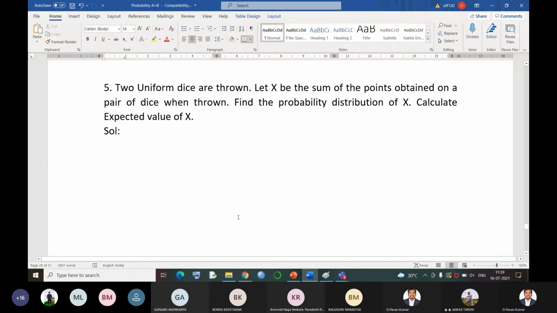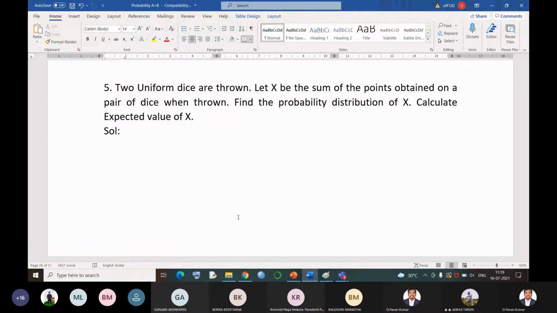Two uniform dice are thrown. Let x be the sum of the points obtained on a pair of dice when thrown. Find the probability distribution of x. Calculate the expected value of x. What is the information given here? Two uniform dice are thrown.